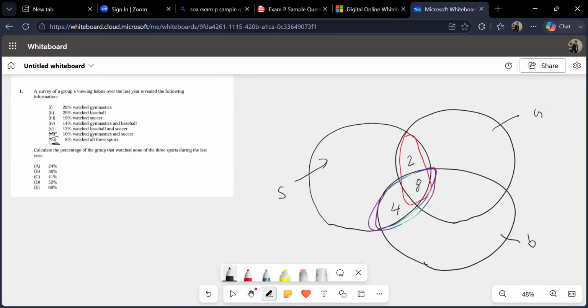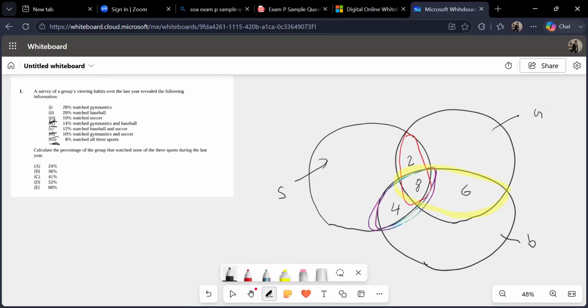And then 14% watched gymnastic and baseball. So gymnastic and baseball, which is that one. Okay, so if this is 14%, so 8 plus 6 will become 14. And then we keep moving upwards.